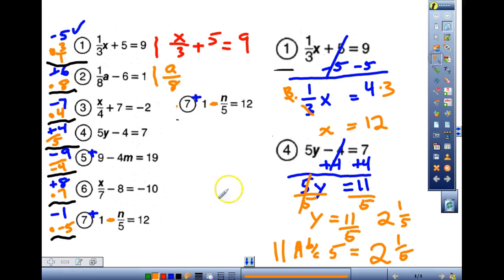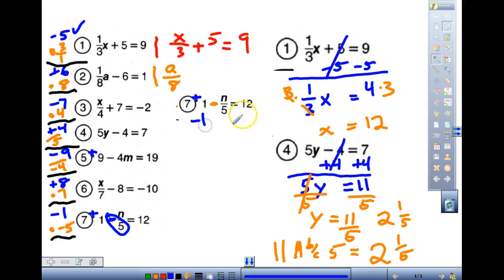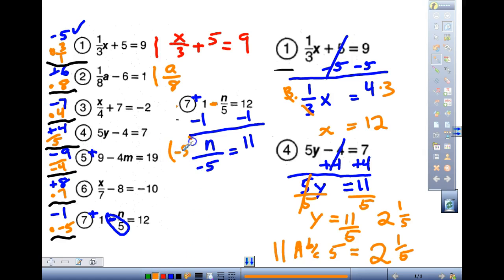So, the key here is knowing the algebra. I mentioned that this negative right here actually will come in play. You can't just ignore that. First of all, this is a positive one, so subtract 1. So we have n, I'm going to put the negative on the bottom, divided by negative 5 equals 11. And then multiply by negative 5. Very important to have that negative there. So negative 5 divided by negative 5 is 1. 1n equals 11 times negative 5.